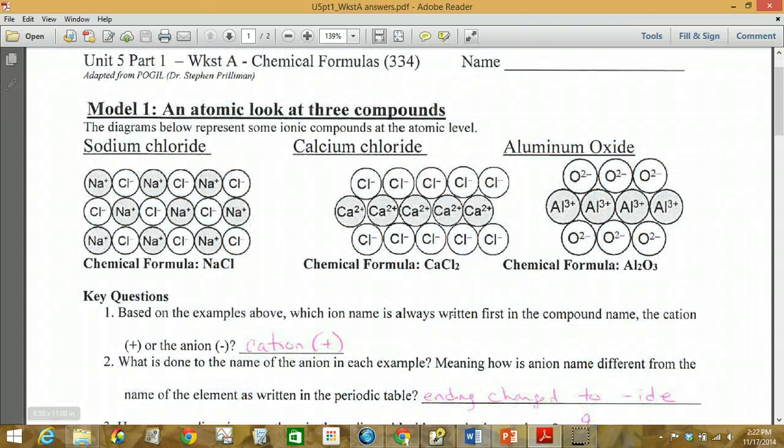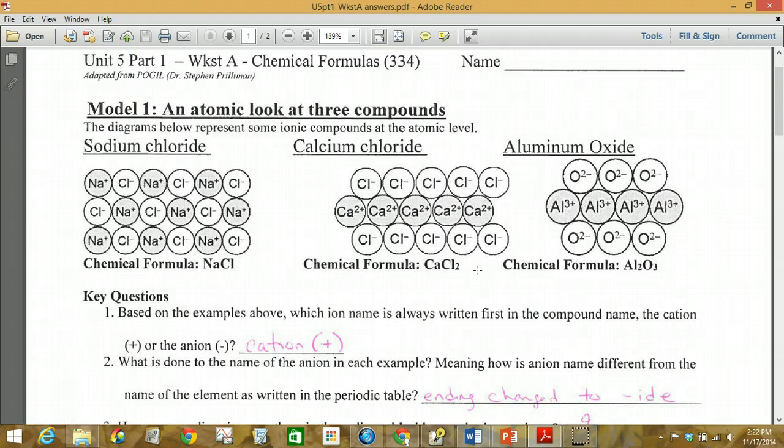Okay, so based on the examples above, the cation is always written first. So how do I know that? Well, sodium has a plus sign next to it, and sodium's written first here in the name, and it's written first in the formula. Calcium has a plus sign, again it's plus 2, but plus nonetheless, and that's the cation, and that's written first in the name, first in the formula. Same thing with aluminum, positive sign on the charge, or on the ion, and aluminum's written first in the name, written first in the formula.